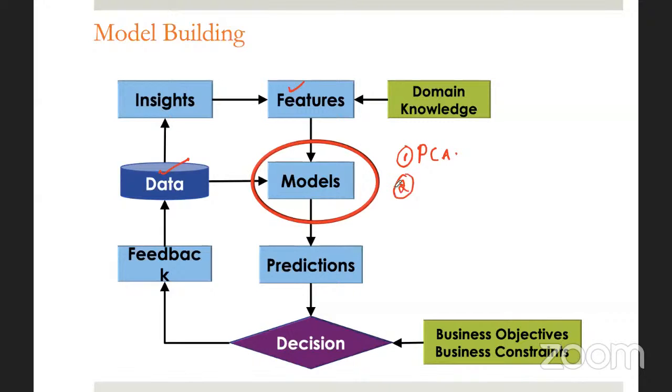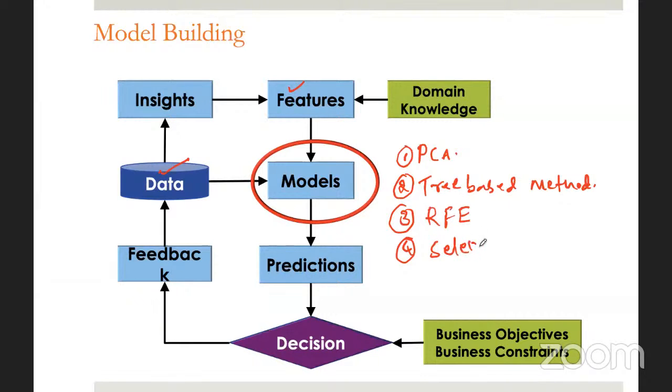The second one is decision trees, tree-based methods. We are going to discuss tree-based methods as part of the models, and these can be used as feature engineering techniques. The third one is something called RFE, recursive feature elimination. We also have a methodology called select k-best methods. These are the different feature engineering techniques we can use to identify features, out of which we have discussed some and are going to discuss others. You can explore recursive feature elimination and the select k-best method.